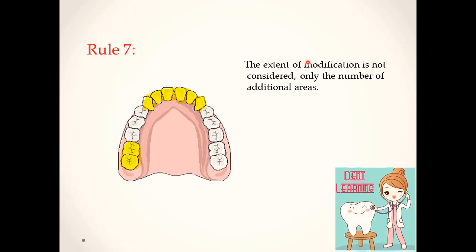Here the rule 7, the extent of modification is not considered, only the number of additional areas. Okay, you are not going to count the number of teeth missing. Only you are going to see how many edentulous areas are present other than those determining classification. Here this area is missing, these teeth are missing. Hence the classification will be class 2 because a unilaterally edentulous area is present posterior to natural teeth. This is class 2 and this is one edentulous space present. Hence class 2 modification 1. We are not going to count the number of teeth. We are going to count only the number of edentulous areas present.